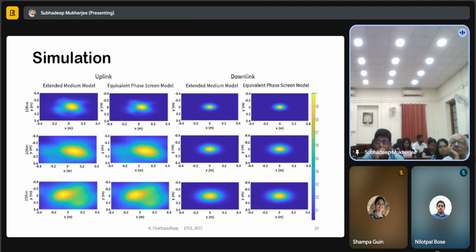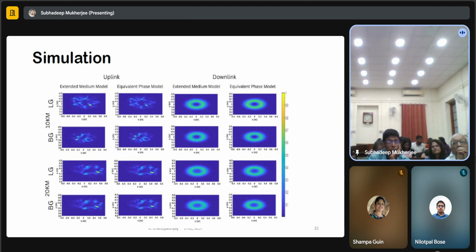Here we can show that the uplink and the downlink scenarios are different, because for the uplink, the beam faces the distortion first, because the atmosphere is very violent near the ground, and then it's mostly dispersive propagation. On the downlink, the dispersive propagation comes first, then through the turbulence. So in the case of downlink, the beam distortion is less, whereas for the uplink, the beam distortion is much larger. But you can see that by the equivalent phase screen method, we can generate the same amount of distortion. And this is true for any kind of beam, not only Gaussian beam. We also did this for Laguerre-Gaussian and Bessel-Gaussian, and we can get equivalent results.